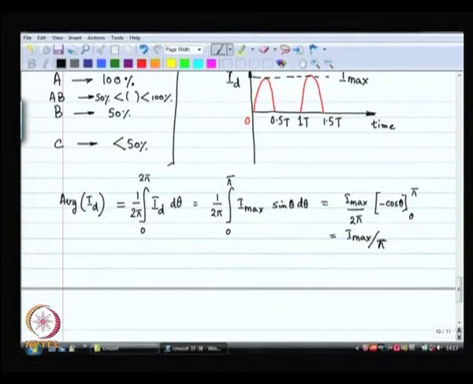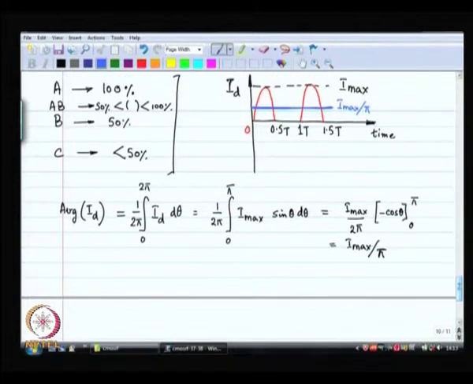Very interesting, right? What is interesting is that the average is over here, it is not in the middle. All right. The next thing that I need to understand is what is the power delivered. So, the power consumed is therefore I max by pi times VDD, that is the power consumed obviously, right. What is the power delivered?